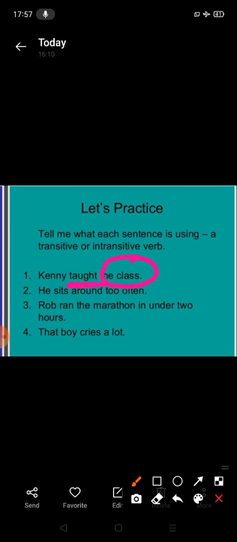Now come to the second sentence. He sits around too often. What is the verb here? Sits. Do you have any object in the second sentence? No. So here sits is an intransitive verb. Number three is, Rohan ran the marathon in under 2 hours. Ran is the verb, कहाँ भागा? Marathon में भागा. In under 2 hours, so it is transitive.